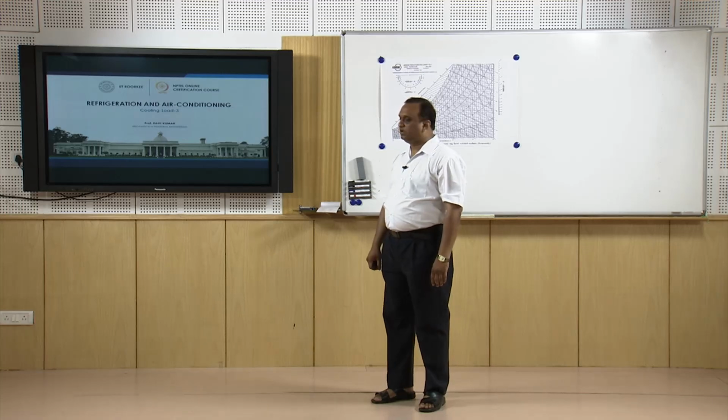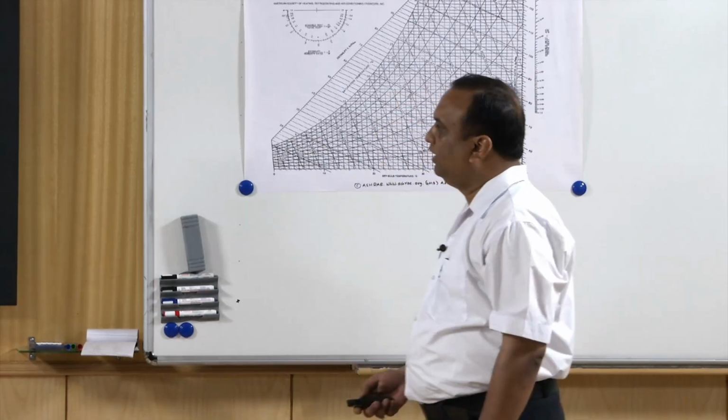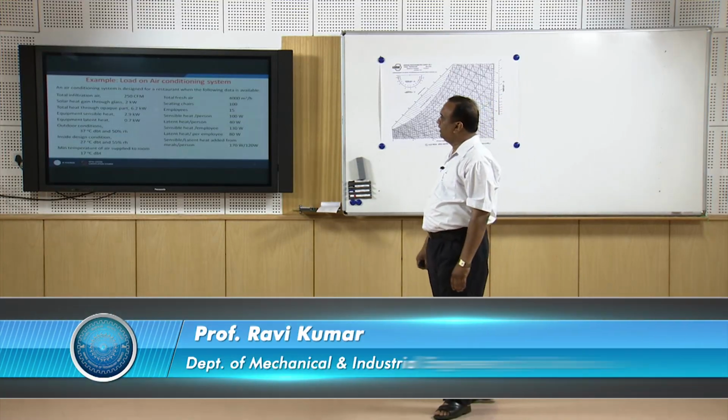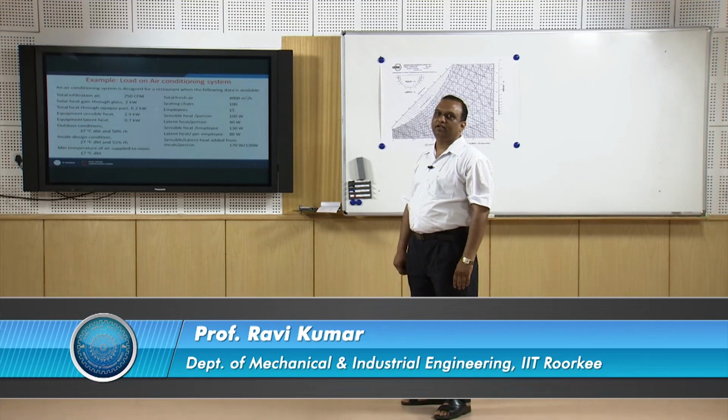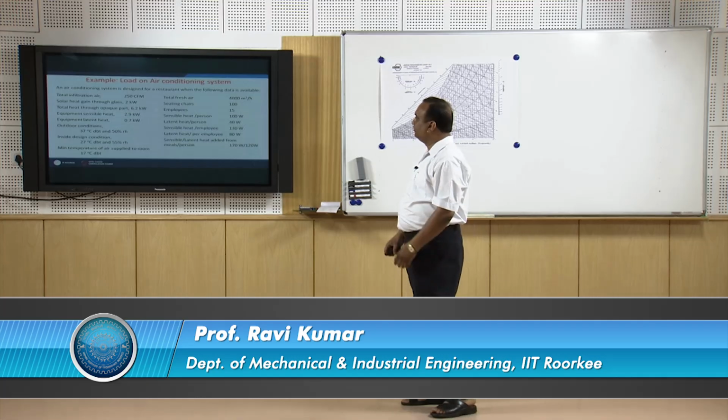Today we will take up the concluding part of cooling load calculations, cooling load 3. In this part, today we will solve one numerical, and in fact we will design an air conditioning system for a restaurant.